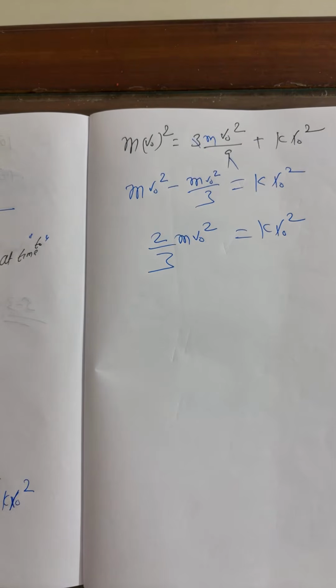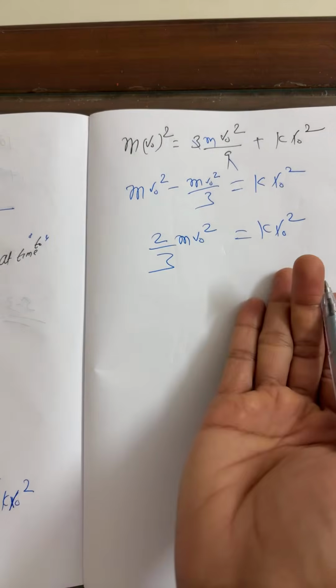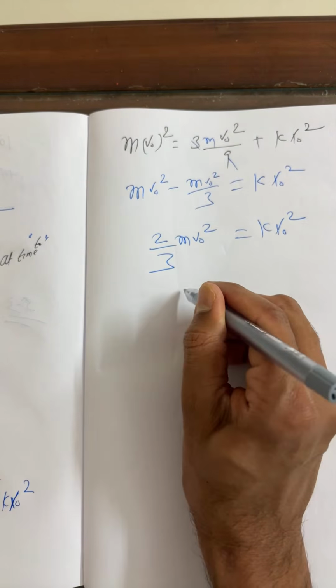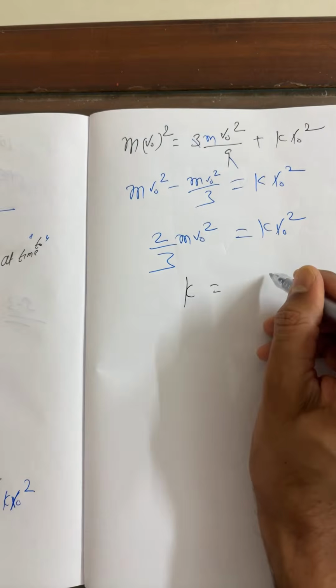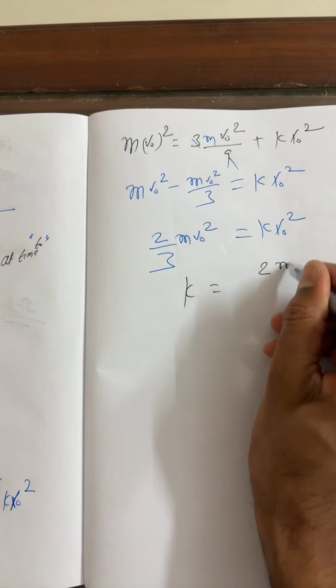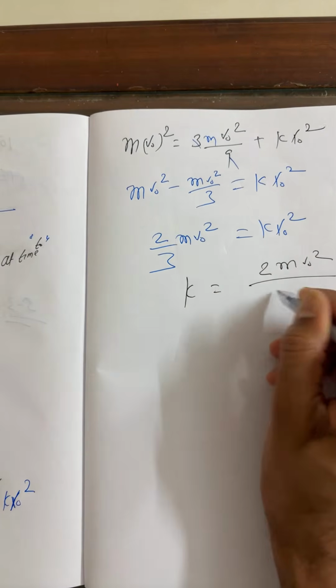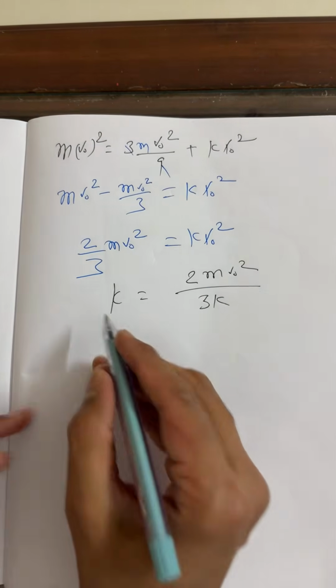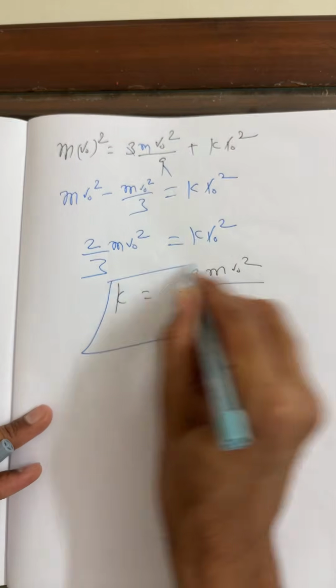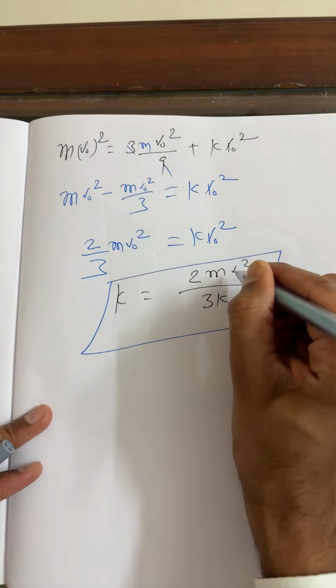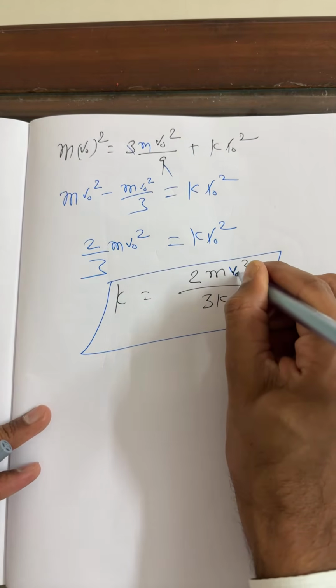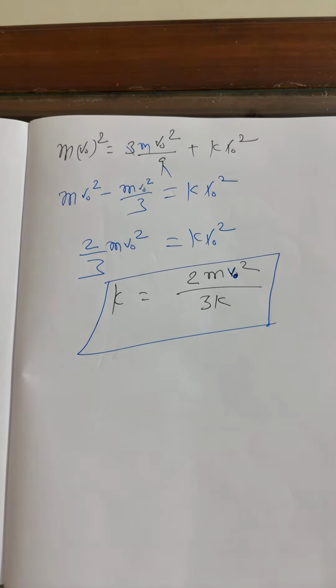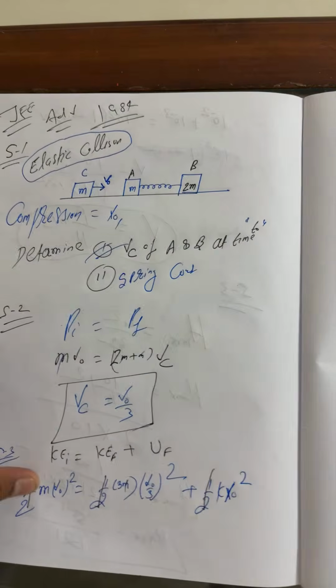So what we wish to find here is the spring constant. It's very easy, a pretty easy question. K equals 2 m v naught square upon 3 x naught square. K finally is twice of m v naught square upon 3 x naught square. It's not tough at all.